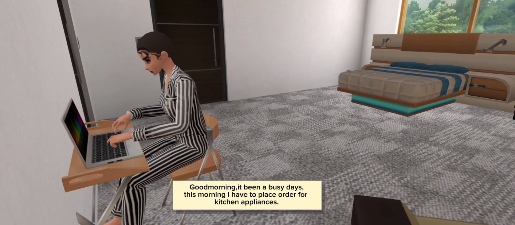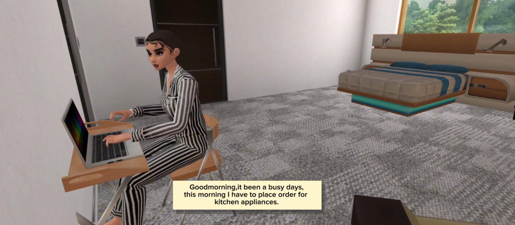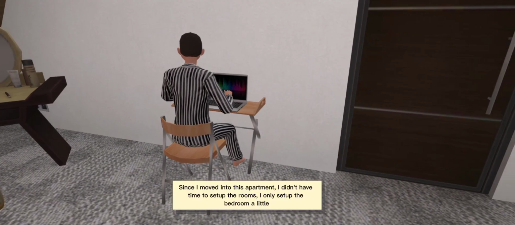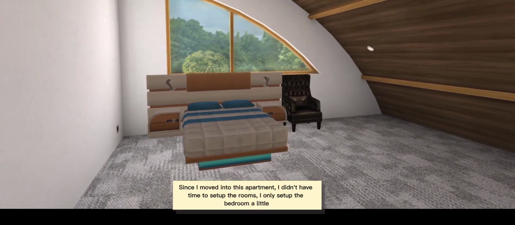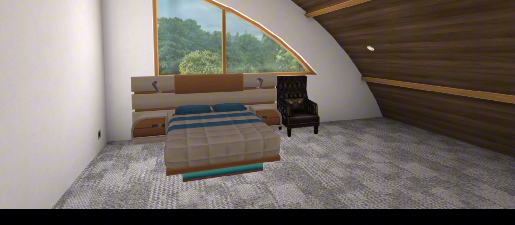Good morning. It's been a busy day this morning. I have to place an order for kitchen appliances. Since I moved into this apartment, I didn't have time to set up the rooms. I only set up the bedroom a little.